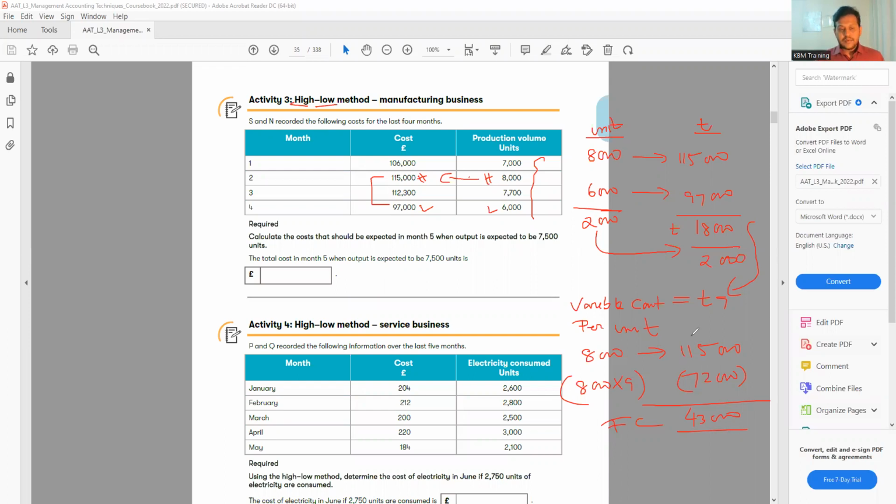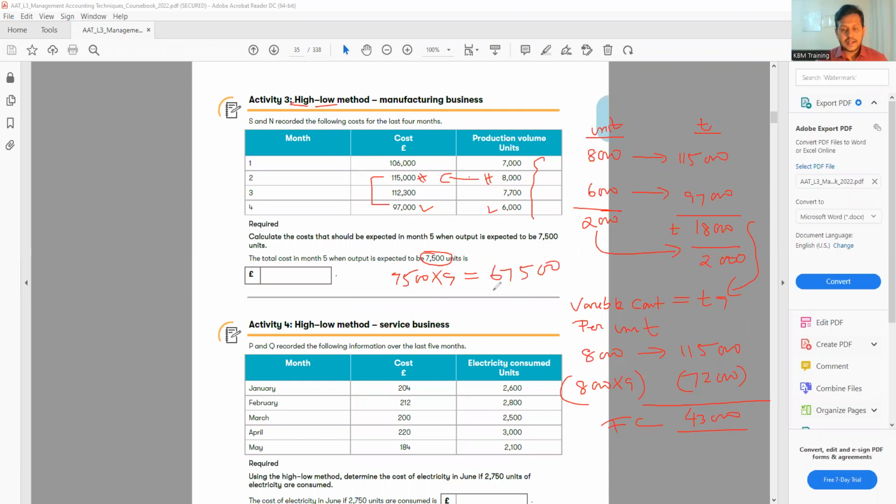All right, so now we have a variable cost per unit and we have a fixed cost. So now it is very easy for us to calculate any sort of cost. Now the question said, find out the total cost for 7,500 units. Very simple. So 7,500 times 9 will be my variable cost. How much is the total variable cost? 7,500 times 9, 67,500. Very well done.